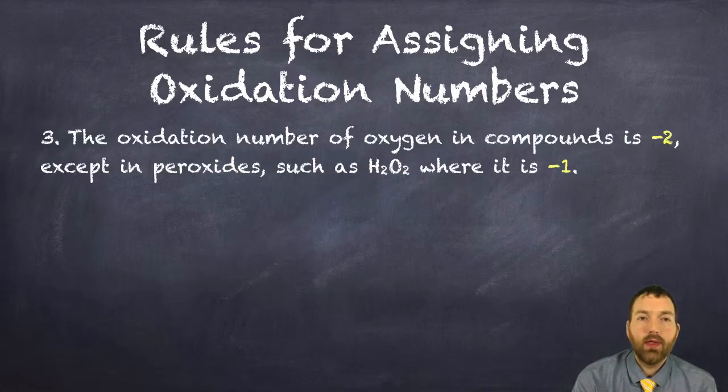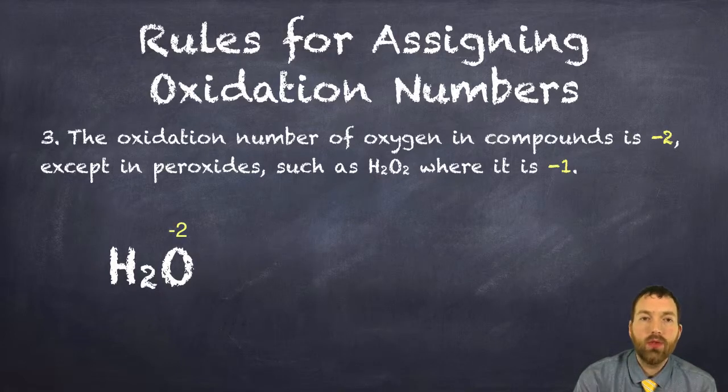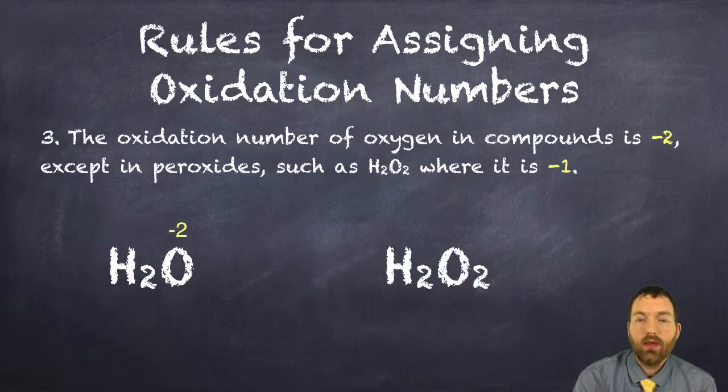Rule number 3: the oxidation number of oxygen in compounds is -2, except in peroxides, like hydrogen peroxide, where it's -1. Here is water. You would just automatically give that oxygen a -2 oxidation number. In hydrogen peroxide, it would be a -1. There are always some exceptions, and we'll go over a couple more, but you are rarely, if ever, tested on the exceptions, though some do exist.